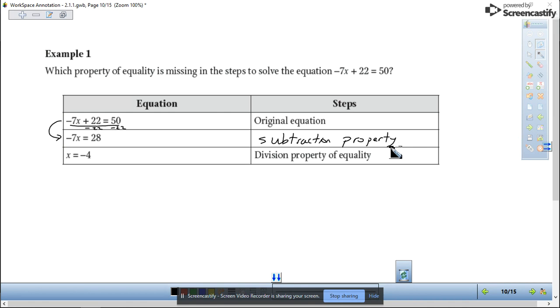And guys, I am not going to be nitpicky about you writing subtraction property of equality. They're all of equality. If you get subtraction property, you're good to go. All right, that means you understand it. All right, that's it for example 1. Like I said, this one's pretty straightforward.